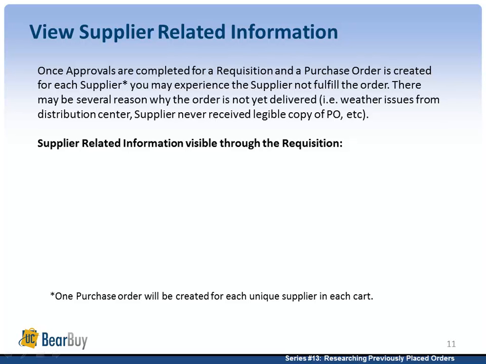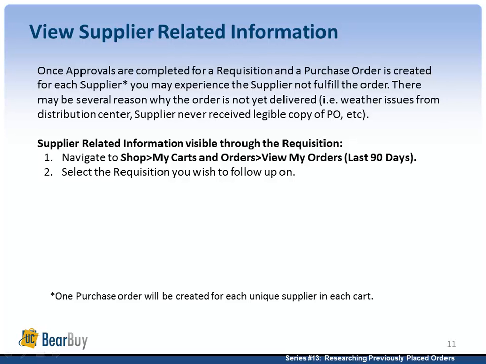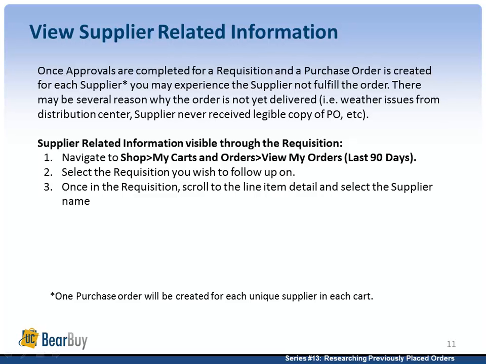The supplier-related information is visible through the requisition. Simply navigate to the Shop menu, My Carts and Orders submenu, and then select the View My Orders Last 90 Days option. Then, select the requisition number of the transaction you're following up on. Once in the requisition, scroll down to the line item detail and then select the supplier name. That will then open up a pop-out window with the supplier's contact information.